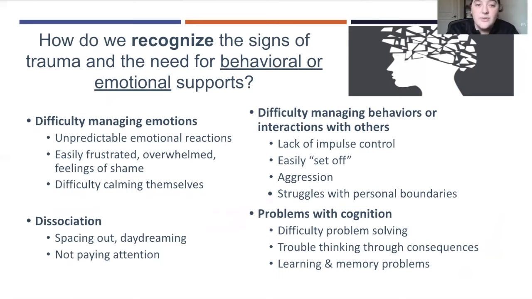And the strategies and tools we'll get into in the second half of this session, relationship building and self-regulation, will support all students, regardless of whether these behaviors are related to trauma. But some of the behaviors listed on this slide may be a sign that your student needs some kind of support in your session. So you can see them listed here: difficulty managing emotions, dissociation, trouble managing behavior or interactions with others, problems with cognition. So all the examples listed on this slide could be signs that your student needs some kind of support.